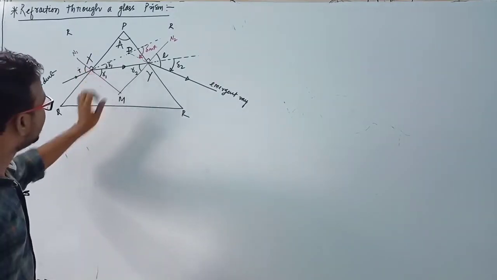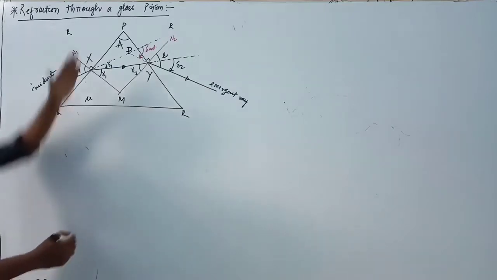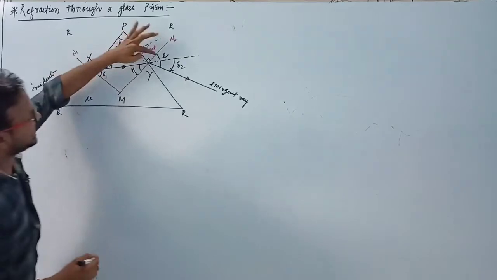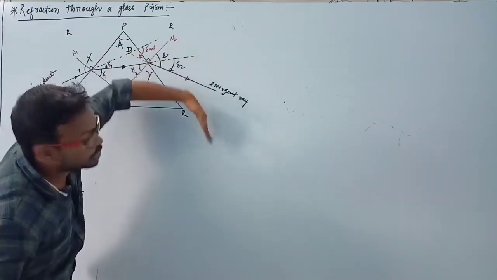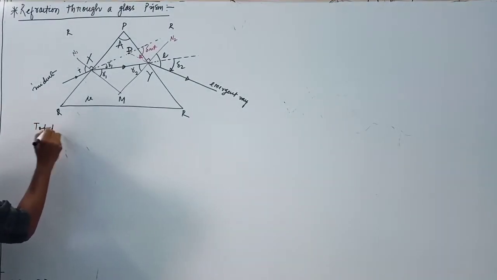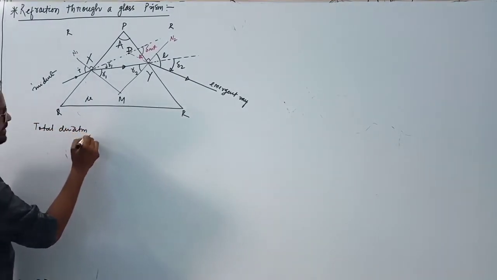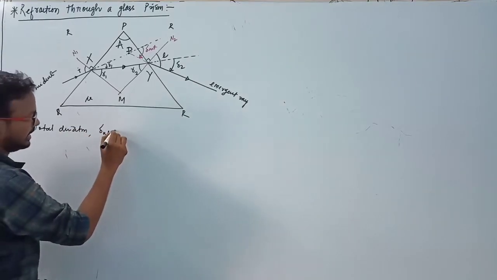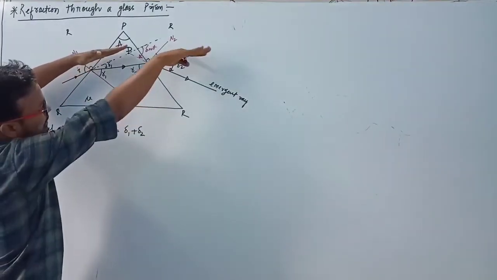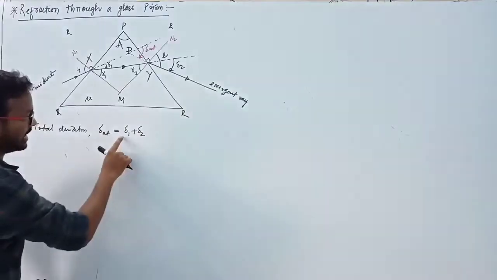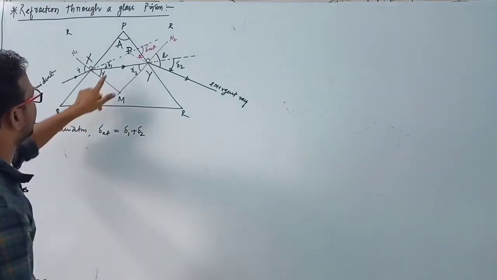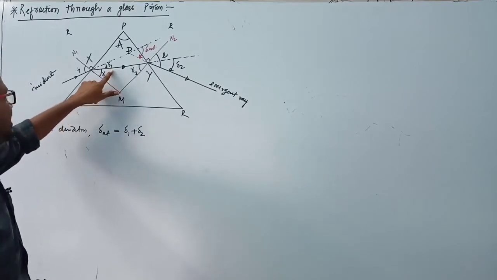So in this diagram, the deviation delta 1 is in the clockwise direction, and the deviation delta 2 is also in the clockwise direction. So the total deviation, delta net, is equal to delta 1 plus delta 2. Why? Because these two deviations are along the same direction, so we can add them: delta 1 plus delta 2. Now we have to find the value of delta 1. This is delta 1. Clear? So how can we find this delta 1?